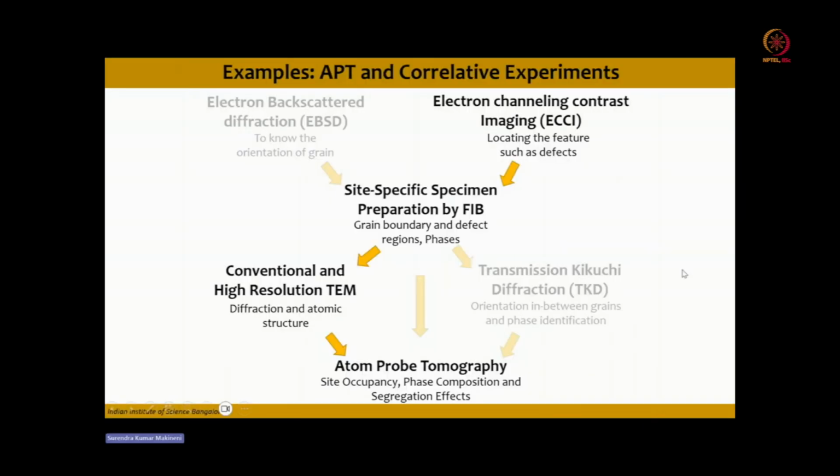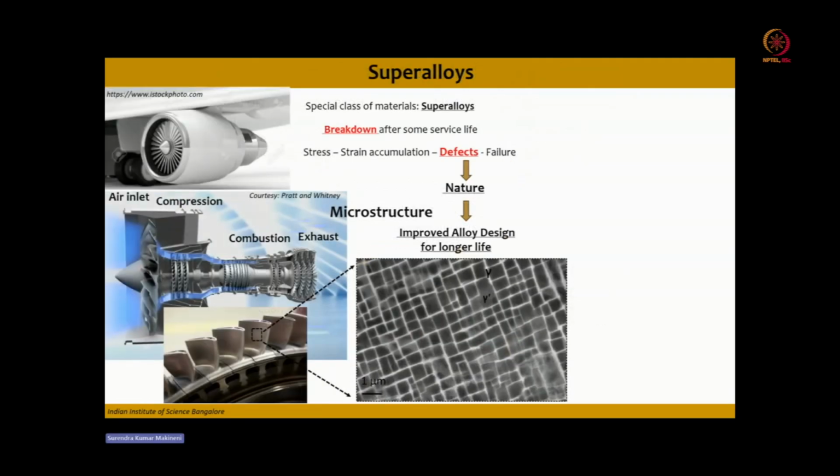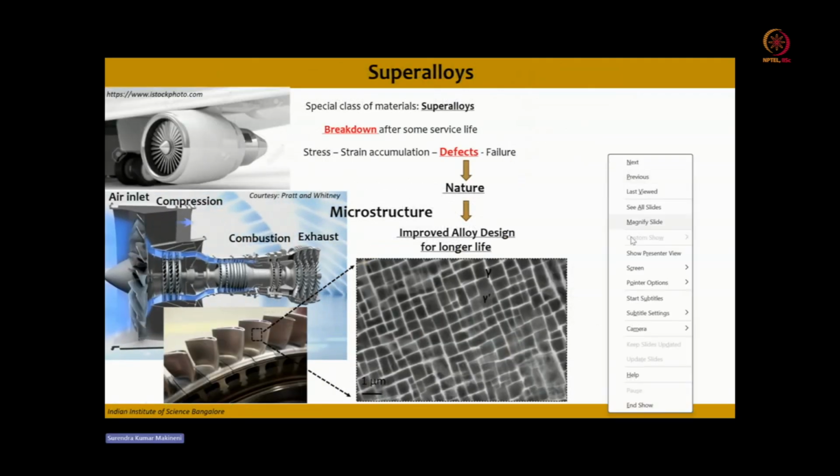Now we will go further into the details of the defects, which are very important during the creep deformation of high temperature alloys. Coming back to the application of atom probe tomography and electron microscopy, I will briefly go through the electron channeling contrast imaging of the defects from the bulk samples, site-specific specimen preparations, and using conventional and high resolution TEM and atom probe tomography to get the segregation effects. Here I will give you a brief example of a superalloy.